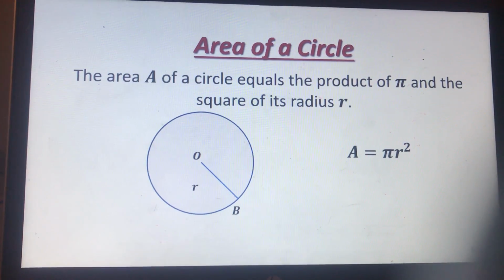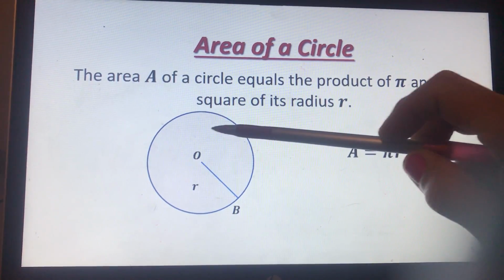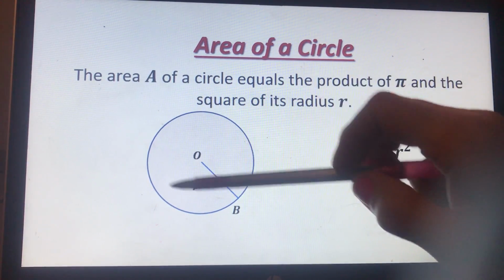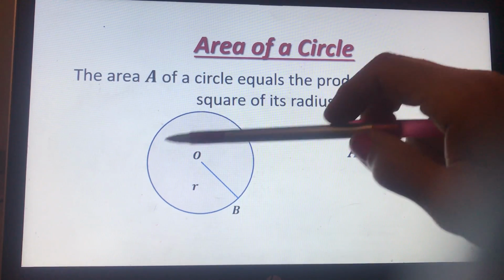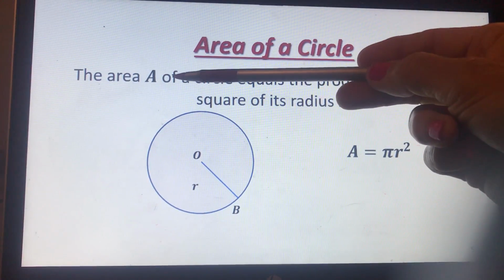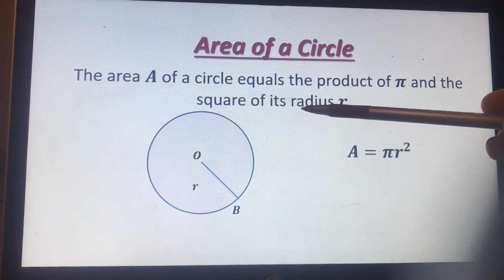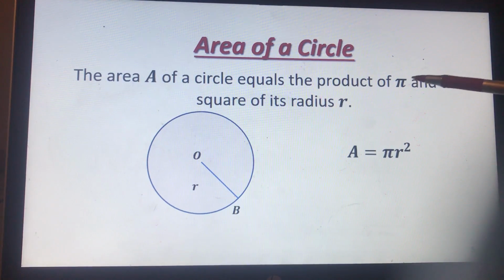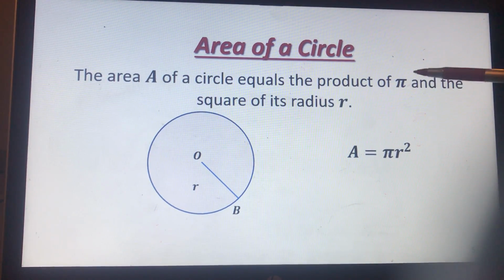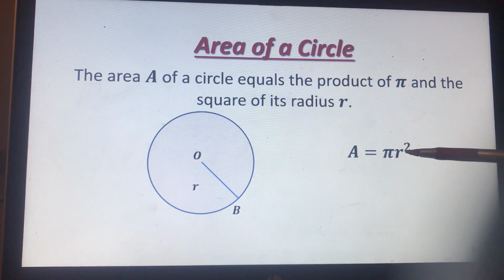Whenever we talk about the area of a circle, we're going to refer to the calculation of all the small square units we have within the circle. In order for us to calculate the area of a circle, expressed as A, the area is going to be equal to the product of pi, which we'll consider as 3.1415, and the square of its radius, which is expressed as r.